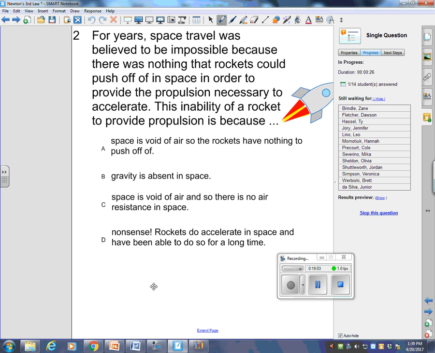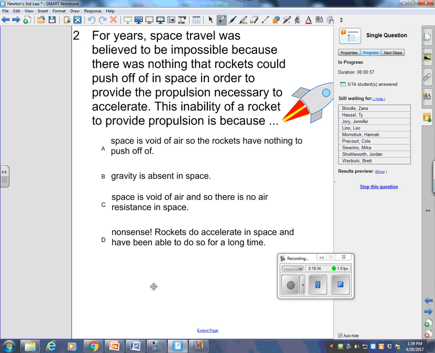For years, space travel was believed to be impossible because there was nothing that rockets could push off of in space in order to provide the propulsion necessary to accelerate. There's no air to push off. This inability of a rocket to provide propulsion is because space is void of air, there's nothing there, so rockets have nothing to push off of. Gravity is absent in space. Space is void of air, so there's no air resistance in space. Or nonsense, rockets do accelerate in space and have been able to do so for a long time.